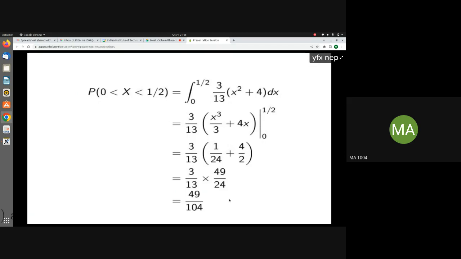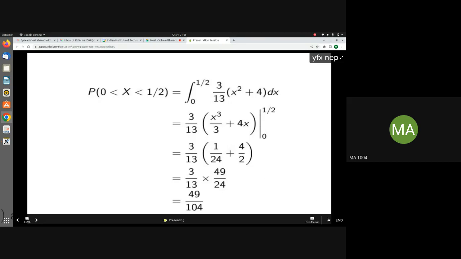In the previous question we plugged in the values 0 and 1 for x. Here you have to plug in 0 and 1 by 2. If you plug in 0, it will be 0. So it is 1 by 2 cube by 3 plus 4 into 1 by 2, minus 0. If you do the calculation, it should be 49 by 104, which should come to less than 0.5. It's 0.47. So 0.47 should be the correct answer, right?